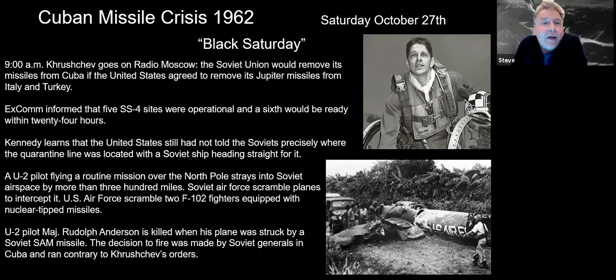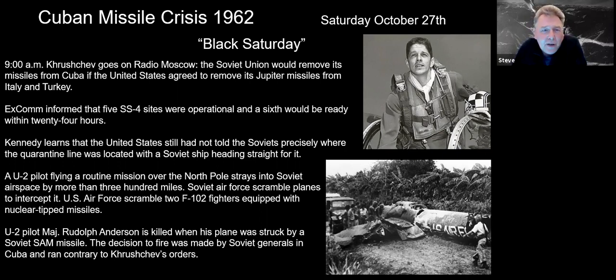ExComm are then informed that 5 SS-4 sites, which is the name of the missile sites, were operational and the 6th would be ready within 24 hours. Then, weirdly, Kennedy learns that he's still not told the Soviets where the quarantine line was located, and Soviet ships were heading for it. They didn't know where it was.